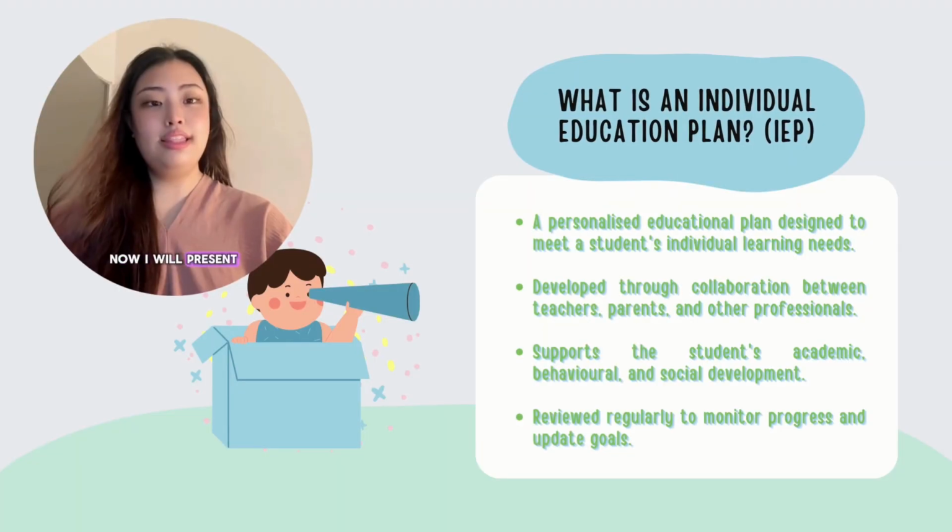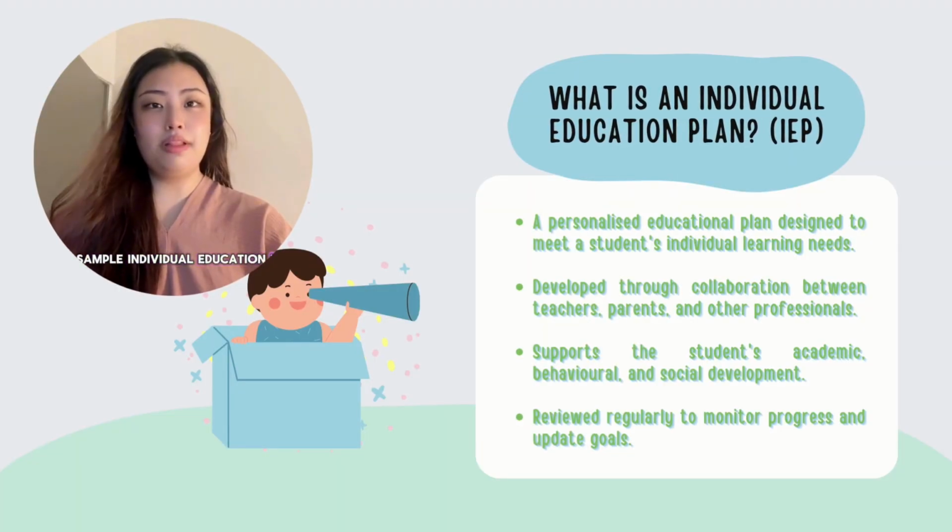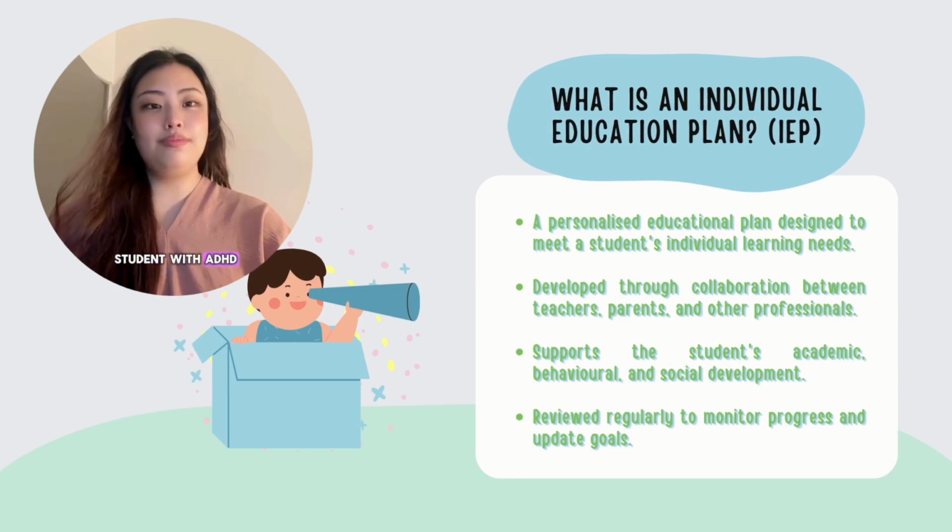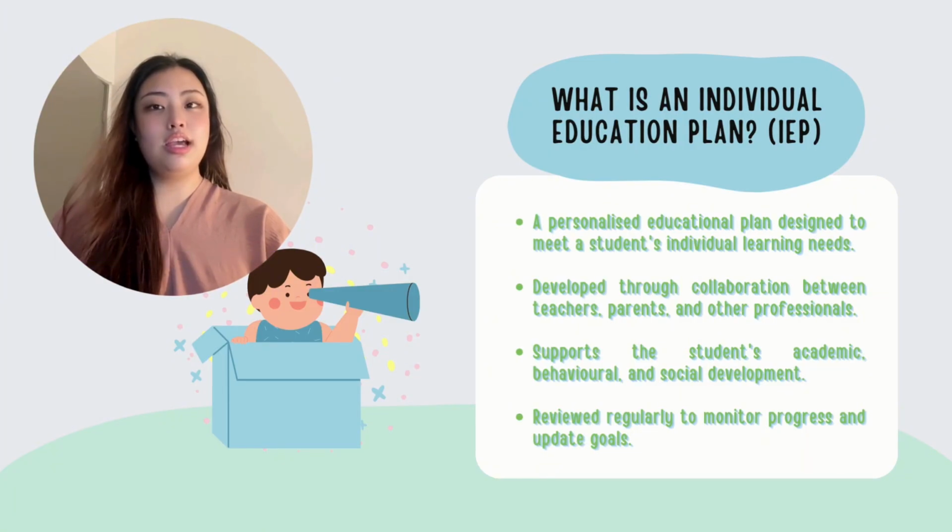Now, I will present the sample Individual Education Plan, or IEP, that we developed for a student with ADHD. First of all, what is Individual Education Planning? An Individual Education Plan is a personalized learning plan that is created to support students with special educational needs. It identifies the student's strengths and learning needs, sets realistic learning goals, and outlines the teaching strategies, classroom accommodations, and assessment methods that will help the student succeed.